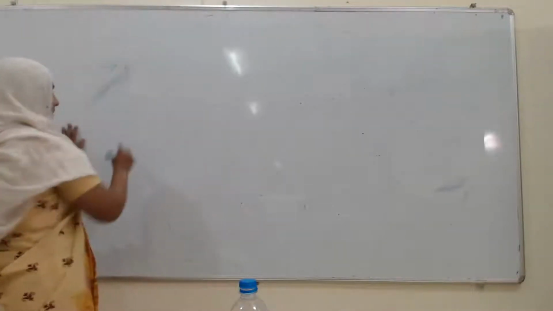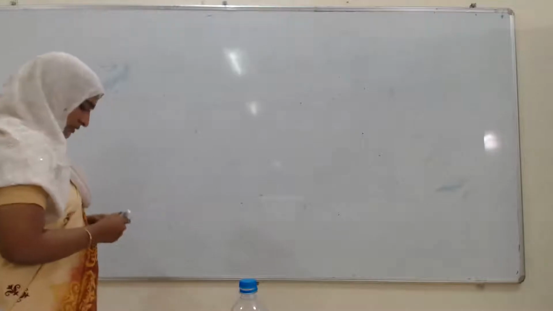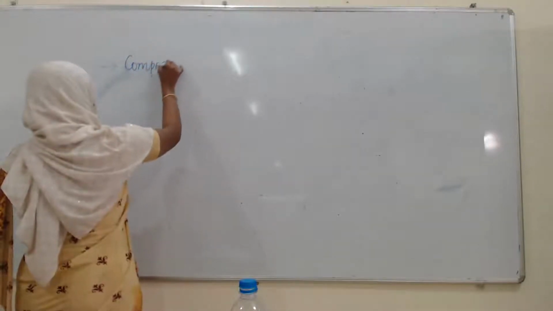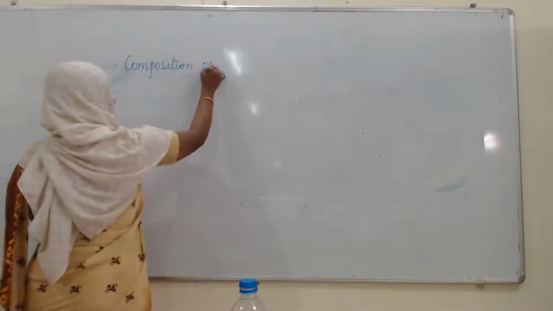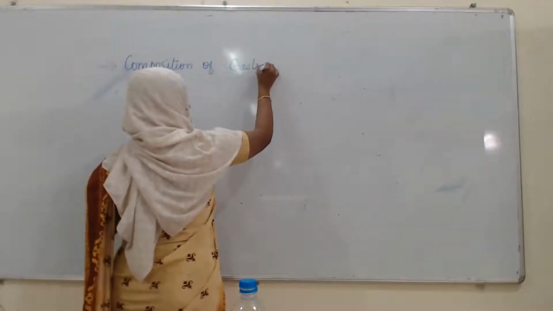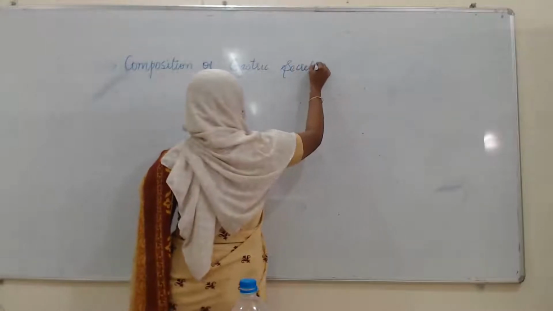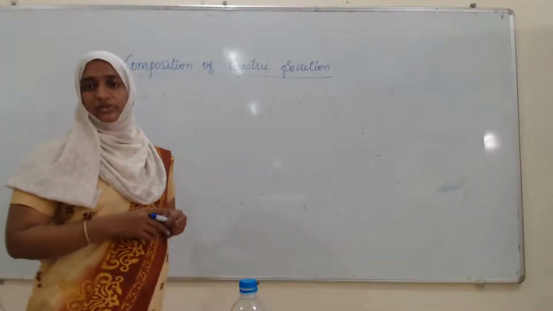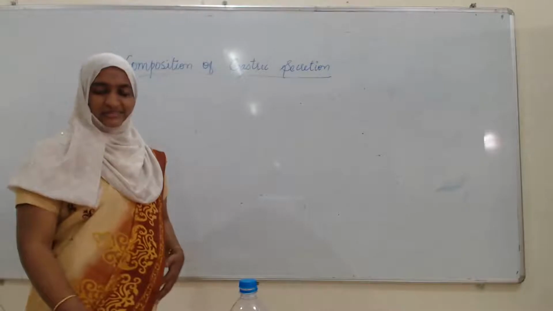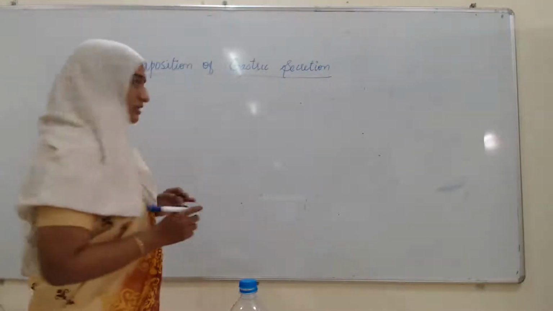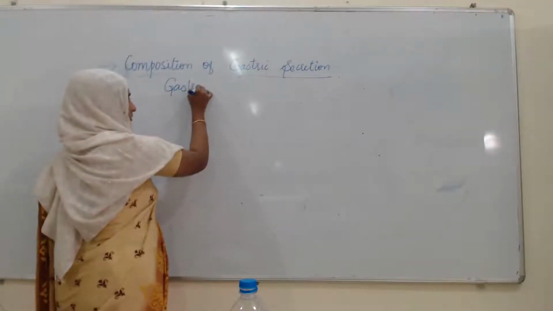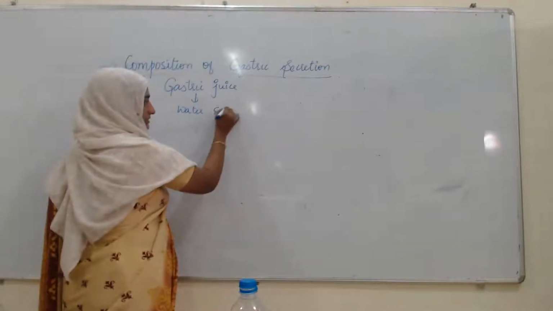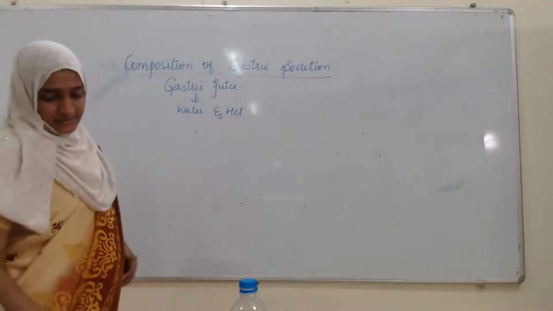Next topic in this chapter: composition of gastric secretion. See, gastric juice contains water and acid, hydrochloric acid, that is the HCl.